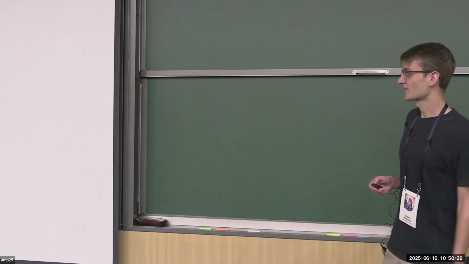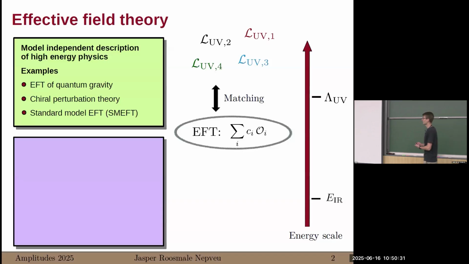So let me first set the stage by introducing effective field theory, which is the framework that I'll be working in during this talk. The idea of effective field theory is to provide a model-independent description of high-energy physics, and in particular, one in which the high-energy degrees of freedom, which might live at some high-energy scale called Lambda UV here, are traded for a sum over local interactions among the low-energy degrees of freedom. And these local interactions are parameterized by Wilson coefficients C_i.